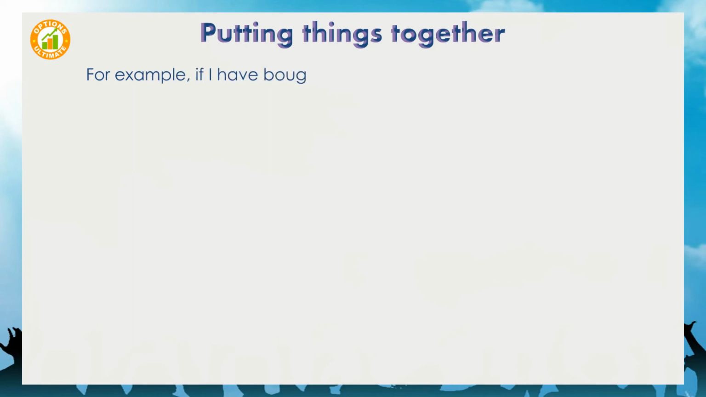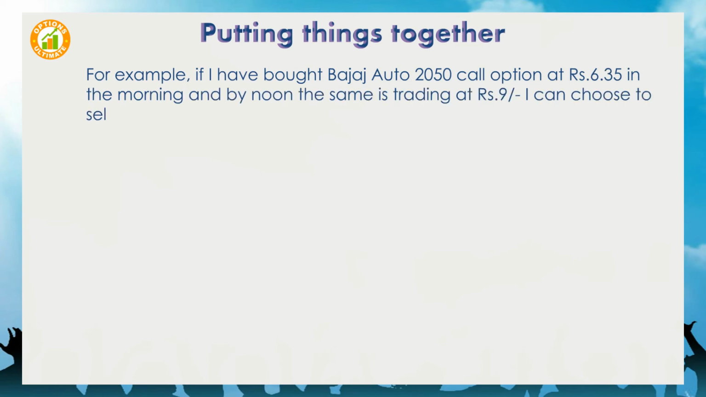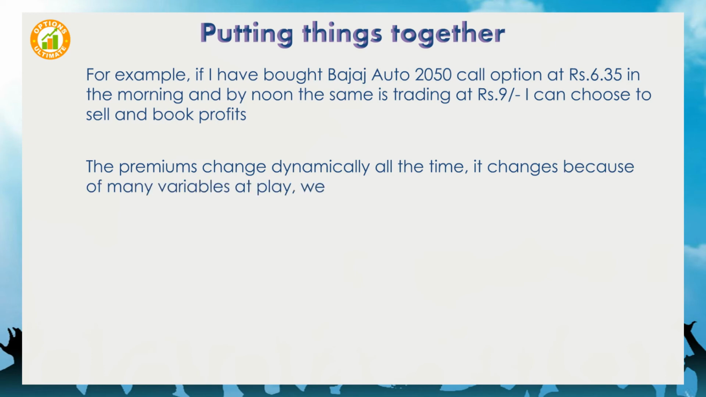For example, if I have bought Bajaj Auto 2050 call option at 6 rupees and 35 paise in the morning and by noon the same is trading at 9 rupees, I can choose to sell and book profits. The premiums change dynamically all the time. It changes because of many variables at play. We will understand all of them as we proceed through this module.